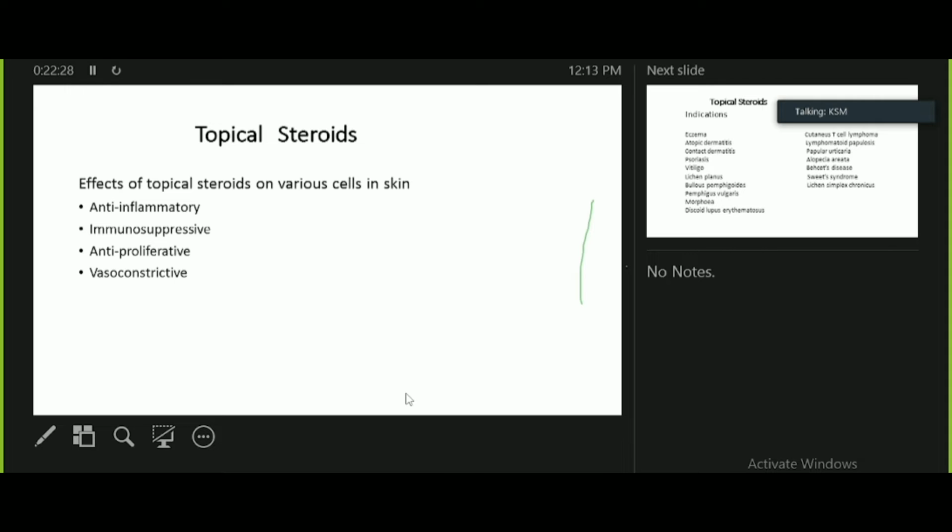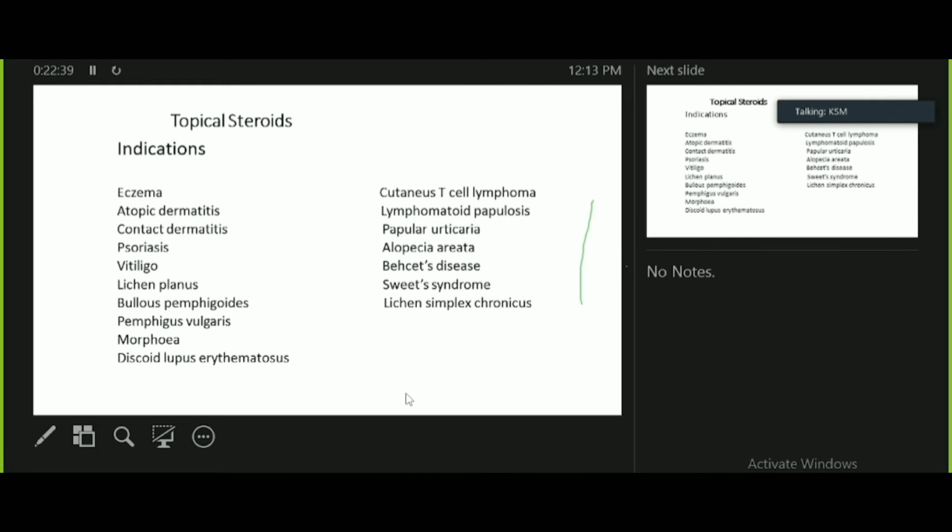So topical steroids have different effects on various cells in skin: anti-inflammatory effect, immunosuppressive effect, anti-proliferative, and vasoconstrictive. There's a huge list of conditions in which we use topical steroids: eczema, atopic dermatitis, contact dermatitis, and in psoriasis, vitiligo, lichen planus, bullous disorders, autoimmune disorders like morphea, discoid lupus erythematosus, and in lymphomas, hair disorders, neutrophilic dermatosis. So, in lots of conditions, we use steroids.